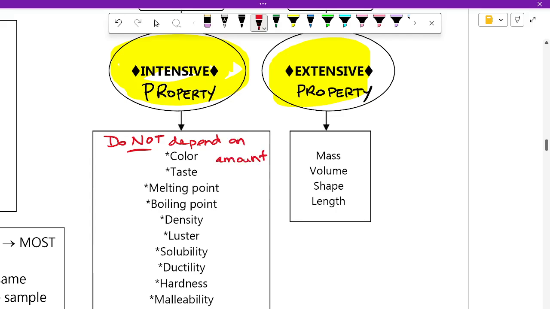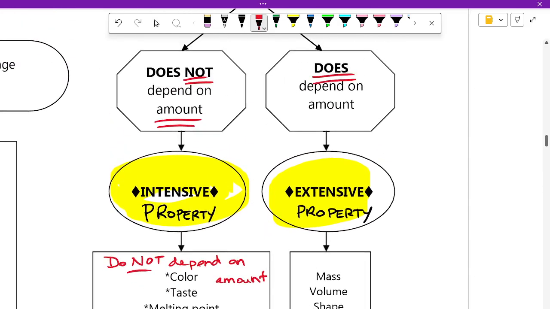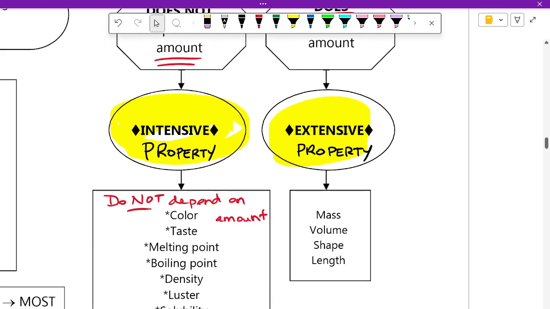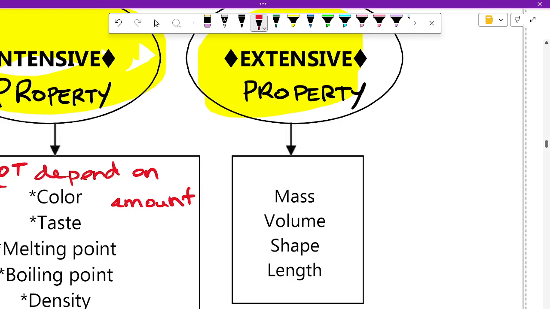Extensive properties are all things that do depend on the amount. So if you have more of something, you're going to have a bigger mass. If you have more of something, you're going to have a bigger volume. The shape is going to depend on how much you have. The length is going to depend on how much you have.